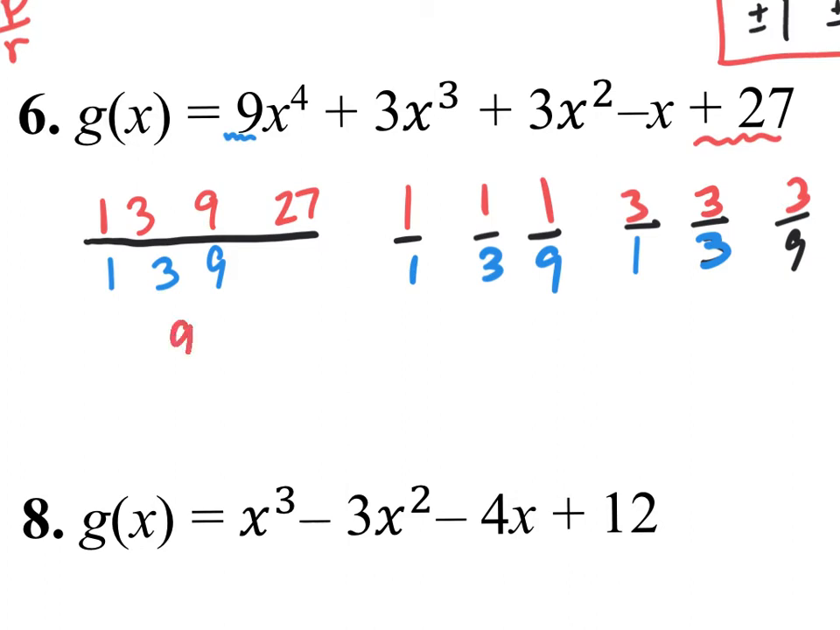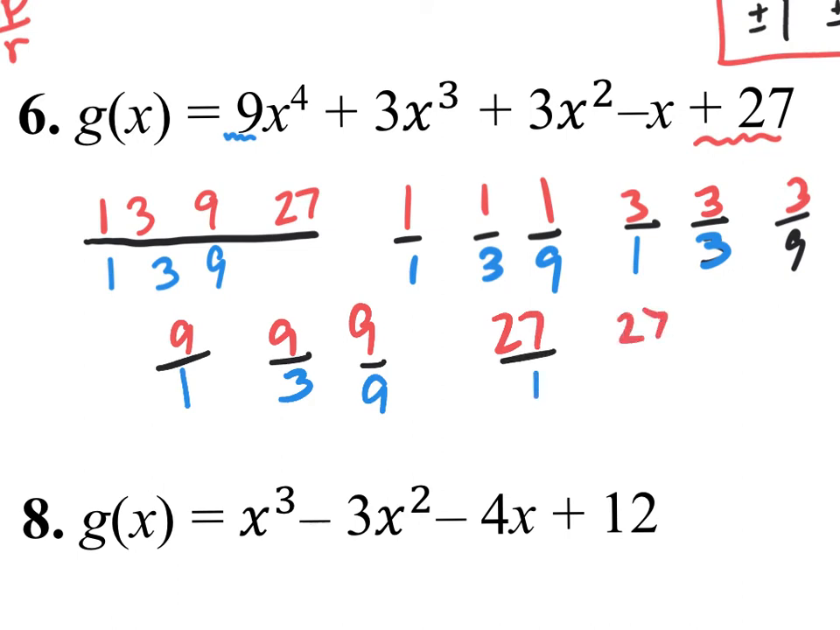So we have 9 over 1. We have 9 over 3. We have 9 over 9. And finally 27. Dang. 27 over 1. 27 over 3. And 27 over 9. Whew, takes a long time.